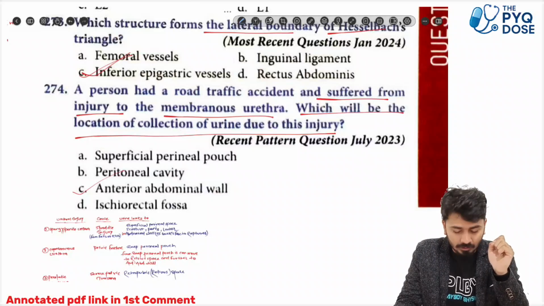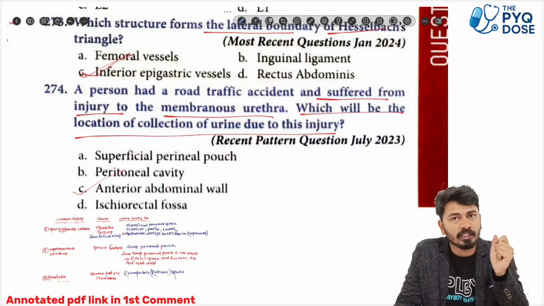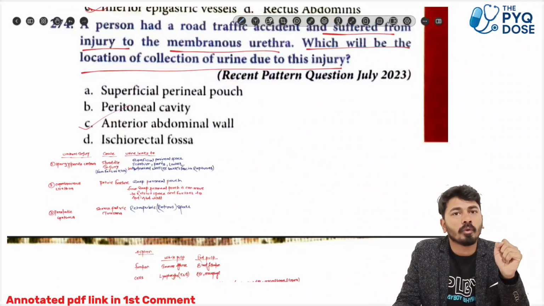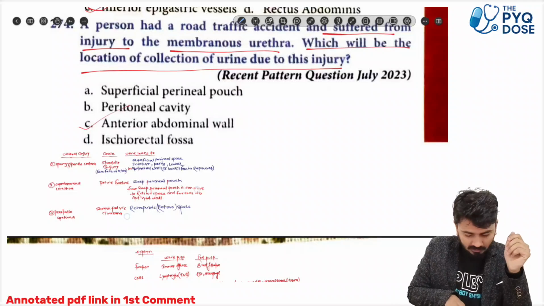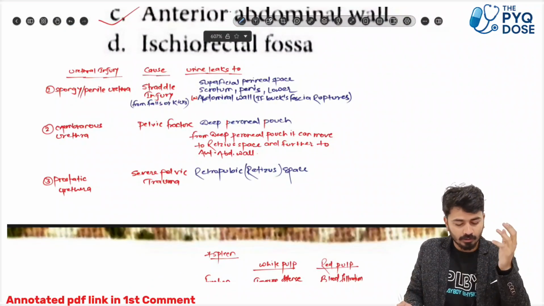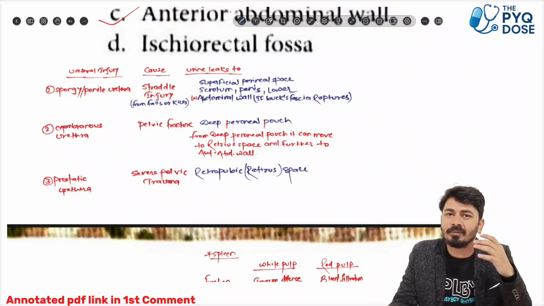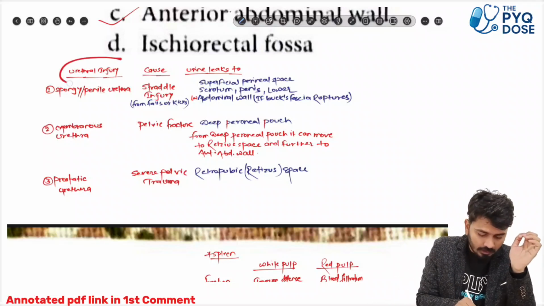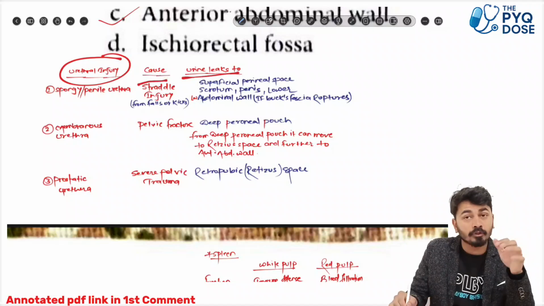Okay, there will be one question asked from this urine extravasation site, and let's do everything that we need to know about this topic at this same place with the same question, so that you don't have to refer to it again and again. You just need to see this, because this PDF I'll be giving you in the Telegram. The link is in the first comment. Okay, so let's see, urethral injury, cause, and urine leaks to which place?